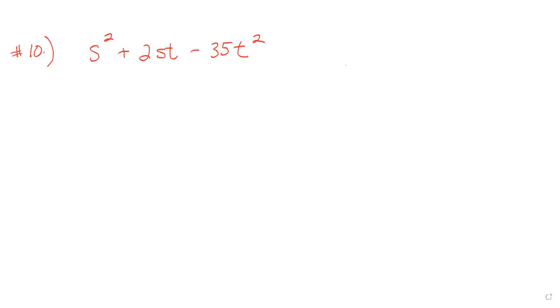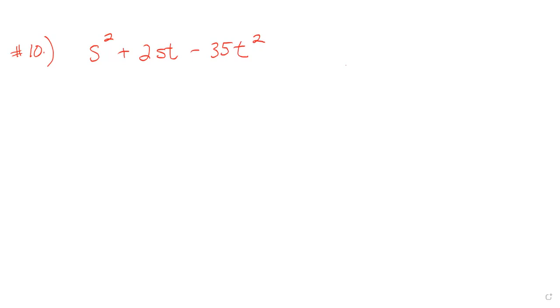And then if I look at my coefficients, my S squared has a 1, my middle term has a 2, and my last term has a negative 35. I mean, you could divide everything by 1, but it doesn't change anything. So this particular problem does not have a greatest common factor. It does not have a GCF.